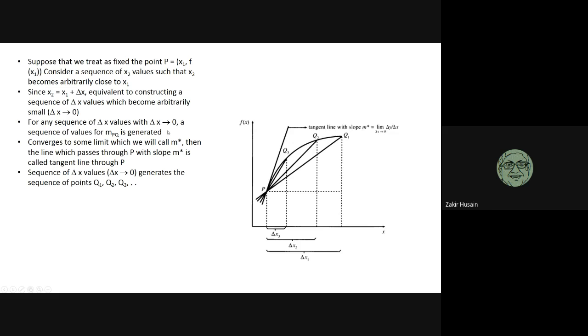So let us say it converges to some limit which we call m star. Then the line which passes through P with the slope m star is called the tangent through P.